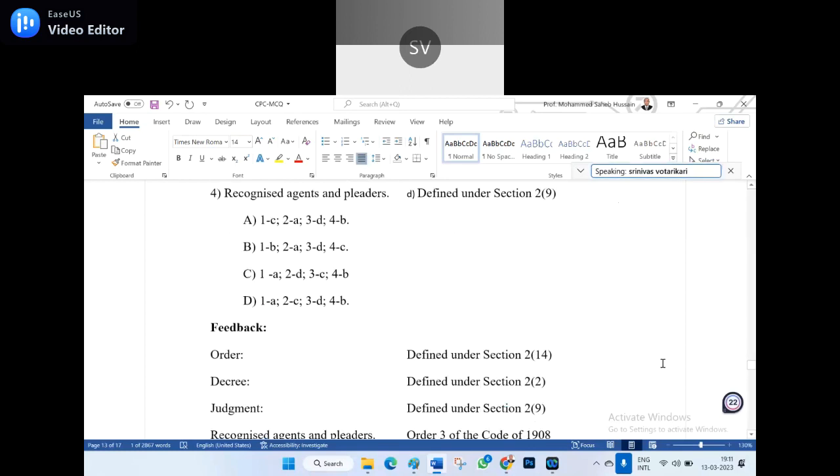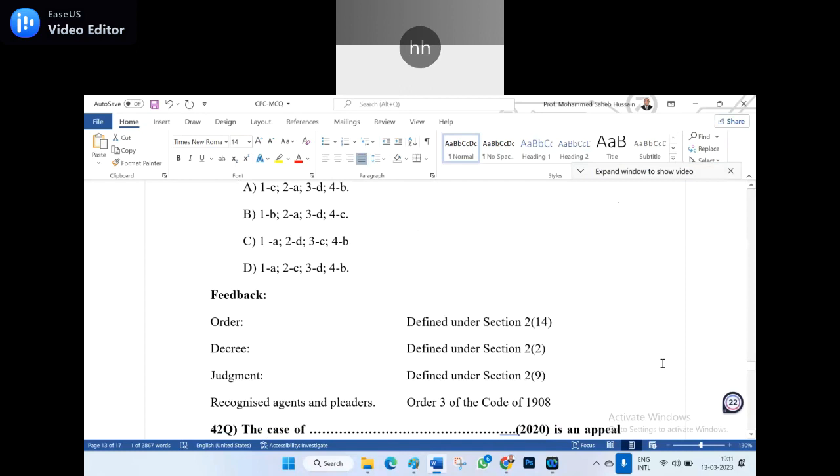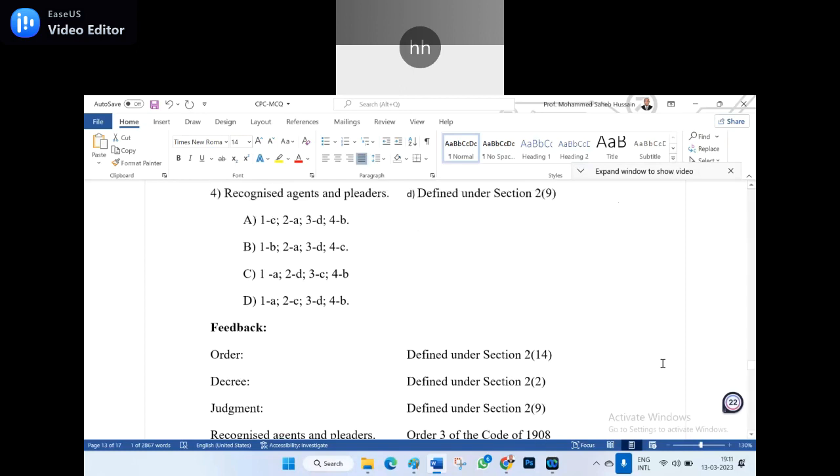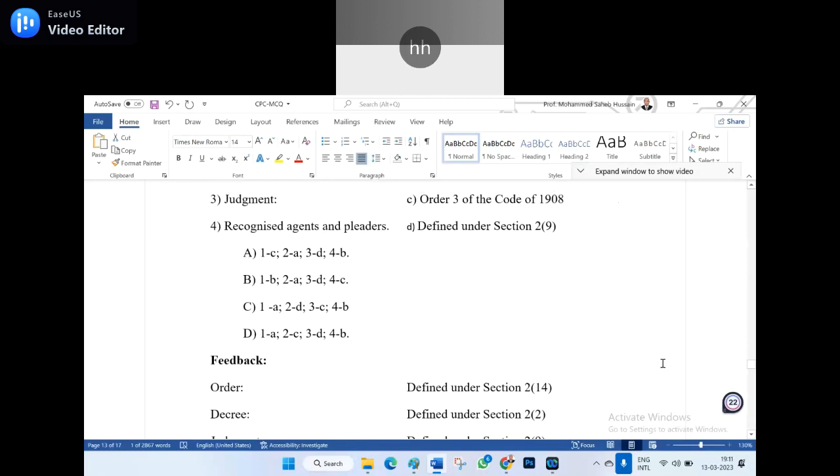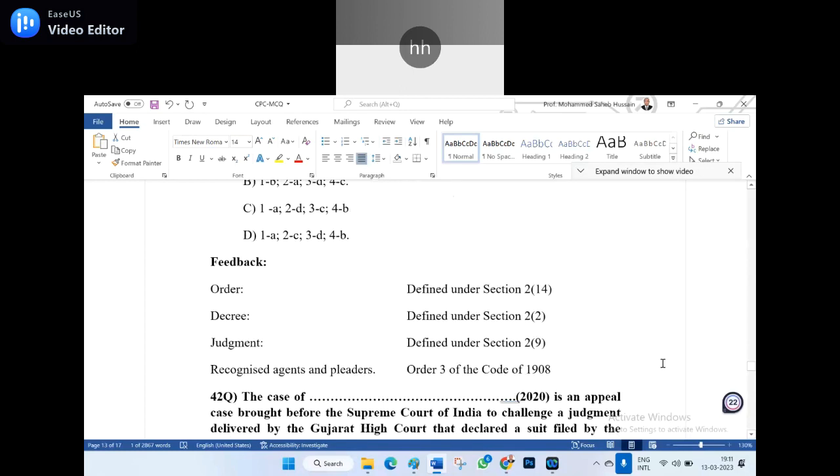Now I will show the feedback. Order defined under section 2.14. Decree defined under section 2.2. Judgment defined under section 2.9. Recognized agent and pleader, order 3 of the code of 1908. So the right answer for the above question is B. 1B, 2A, 3D, 4C.